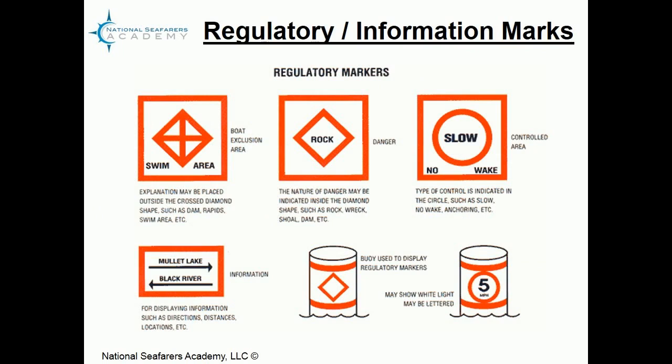These marks have orange geometric shapes against the white background, and warnings, instructions, or explanations may be shown within the shapes. The meanings associated with the orange shapes are as follows. An open-faced diamond signifies danger. A vertical diamond shape having a cross centered within indicates that vessels are excluded from the marked area. A circular shape indicates that certain operating restrictions are in effect within the marked area.